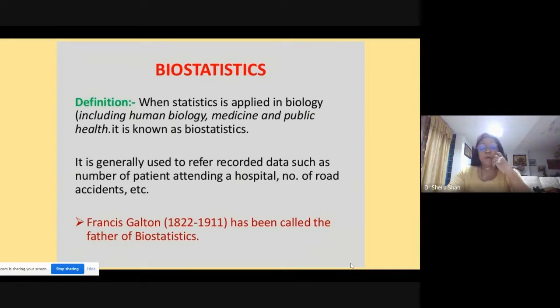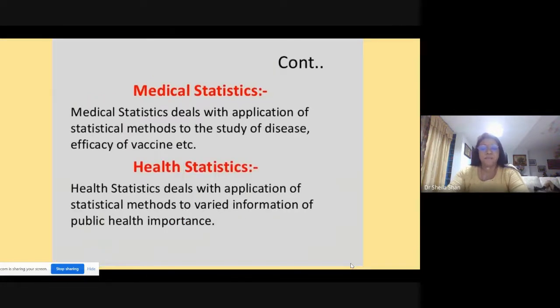So what data do we normally get from biostatistics? Normally the data will be the number of patients attending a hospital, the number of road accidents, etc. The person who introduced this term, biostatistics, is Francis Galton. His life span you can see, 1822 until 1911. He is called the father of biostatistics.